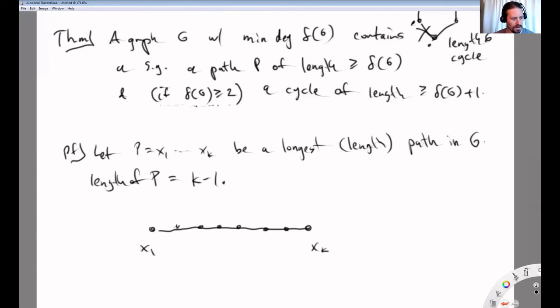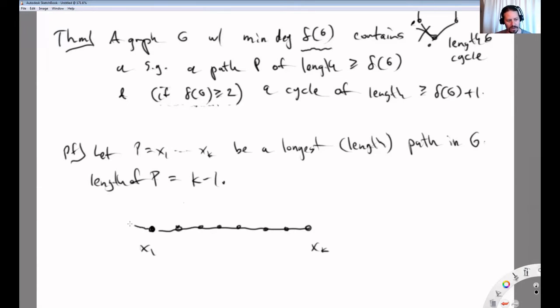Okay, so longest paths are wonderful to work with because let's look at x1. There are other edges coming out of x1. How many edges are coming out of x1? At least one, certainly from the picture, right? And even more from what we know about the graph. It has a minimum degree delta of G. So there's at least the minimum degree number of edges coming out of it. I don't know what it is. If it's 20, then there's at least 20 edges coming out of it. If it's 5, at least 5 edges are coming out of it. Where do those edges go?